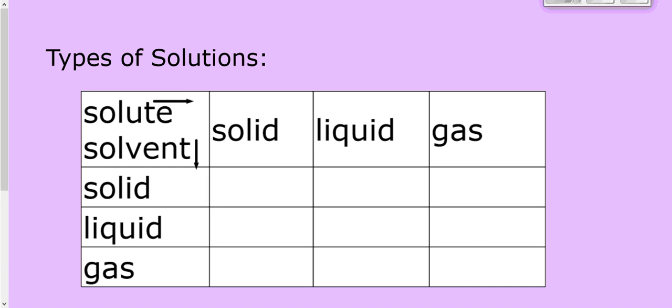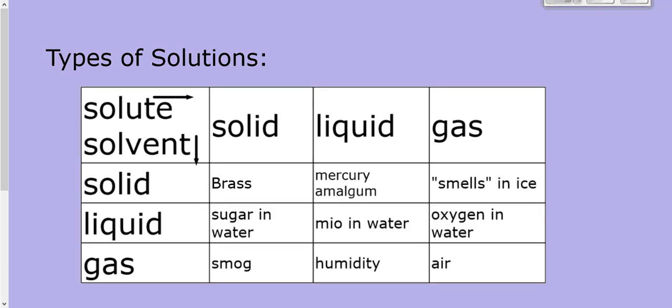In your notes, you have a little chart that talks about types of solutions. And when we make a solution, all that is required is the two components, the solute and the solvent. Our solute, the part that gets dissolved, can be either solid, liquid, or gas, as can our solvent. Let's talk about some examples of different types of solutes dissolved in different types of solvents. In your notes, I'd ask you to fill in these examples.